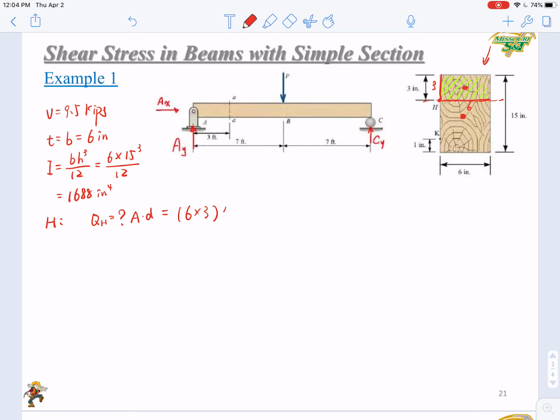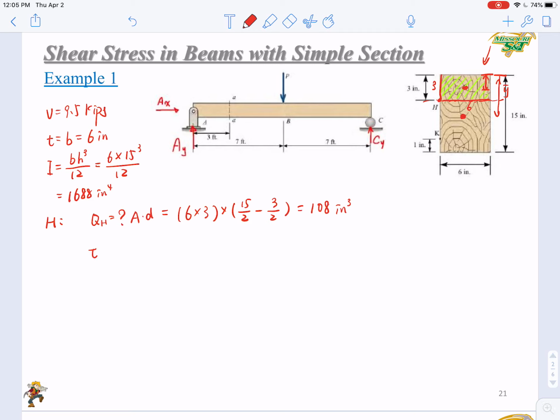And then what is d? d is just y bar minus y of this area. The y bar from the top to here, this is the y bar, will be 15/2, minus the y from the top to the local centroid, which is obviously 3/2. So the result here, you get 108 cubic inch.